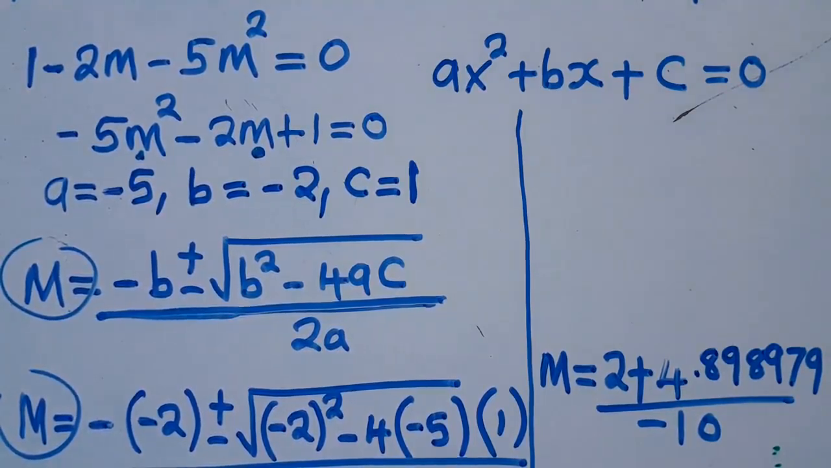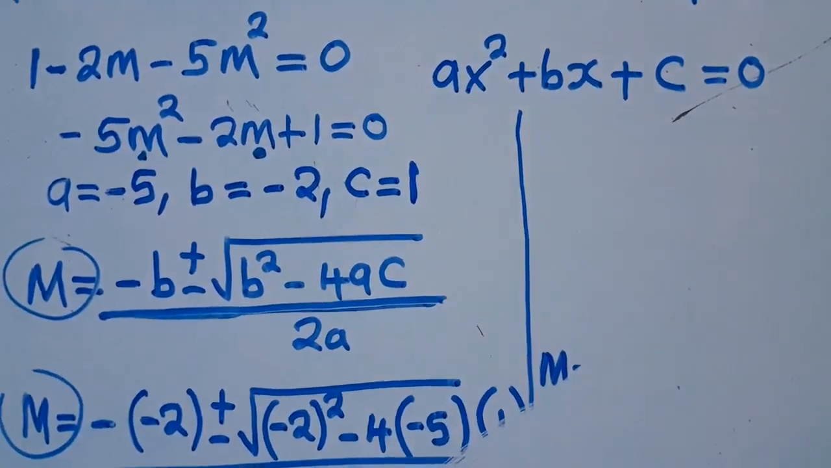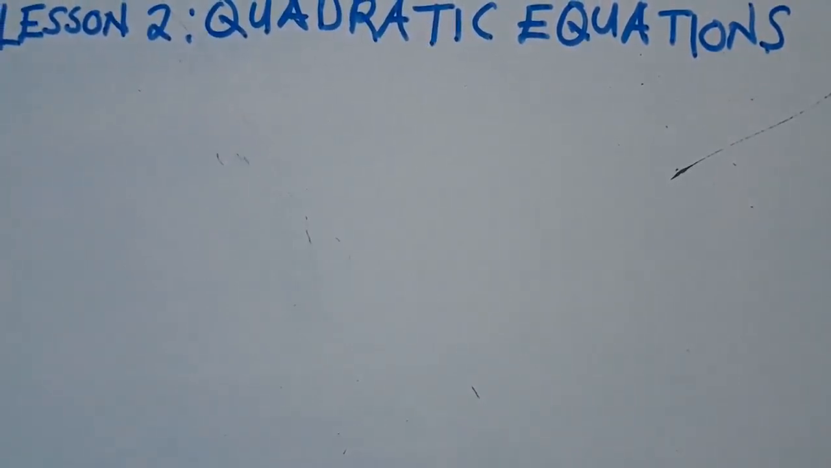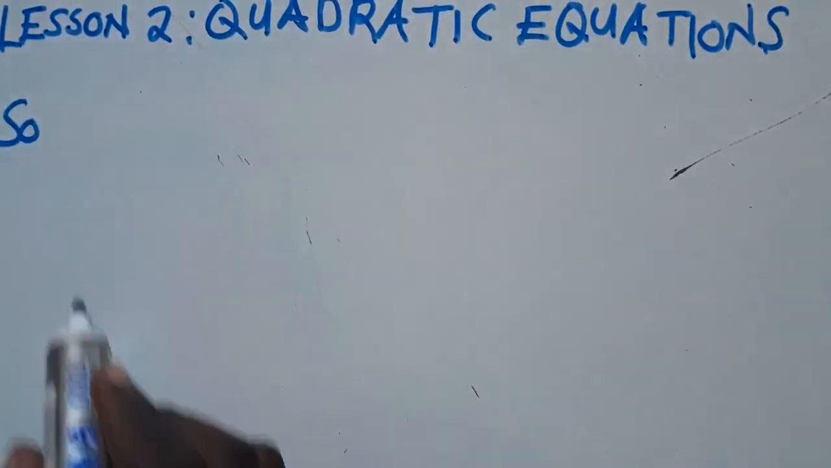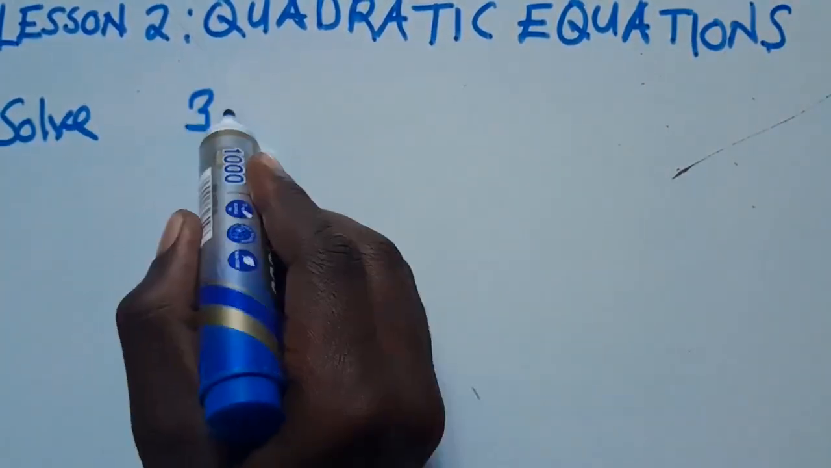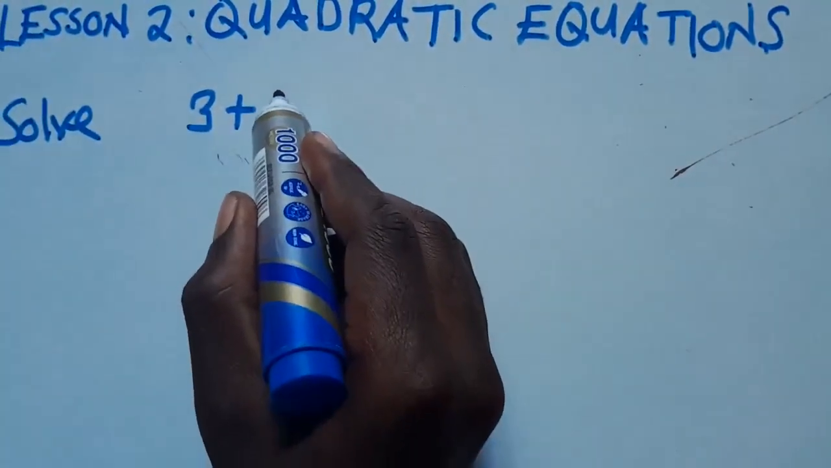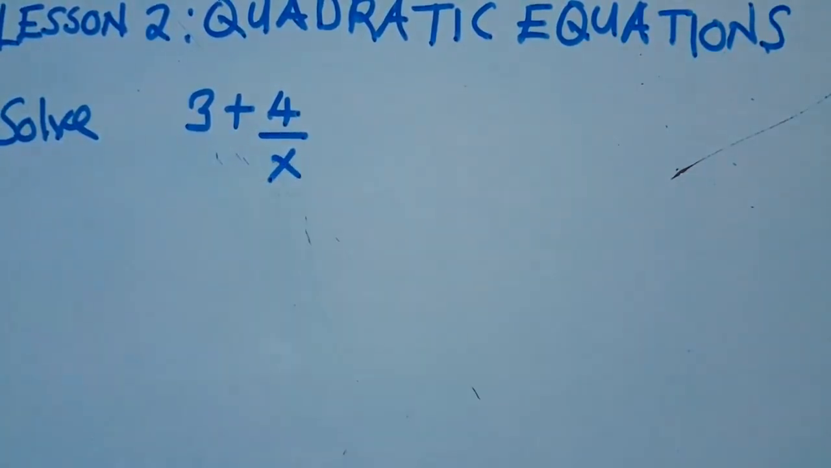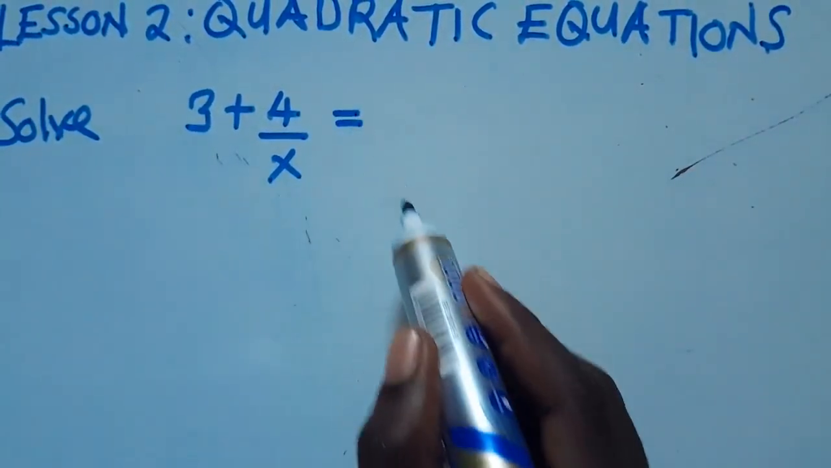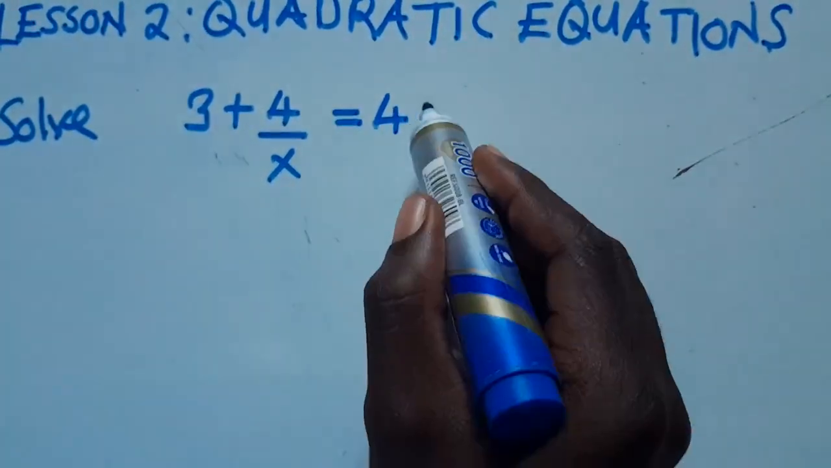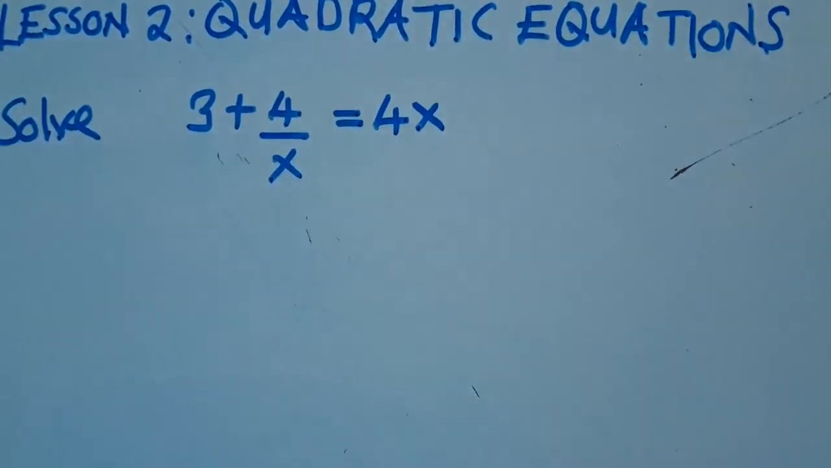Let us look at another question. I told you that these carry 5 marks, and you can't afford to miss all the 5 marks. You are told to solve. This is also a quadratic equation. It is like this: 3 plus 4 over x is equal to 4x. This is the equation you are given to solve, giving your answer to 2 decimal places.